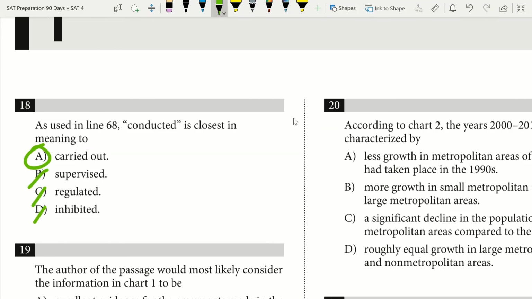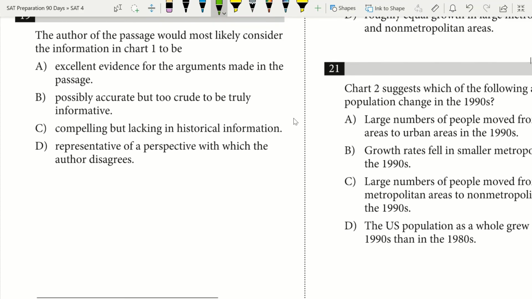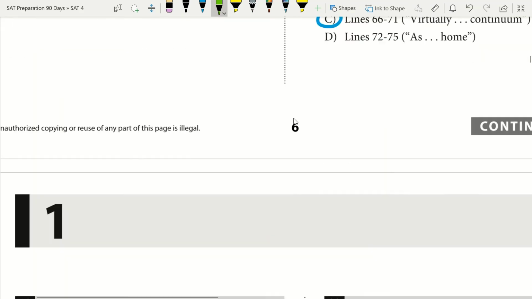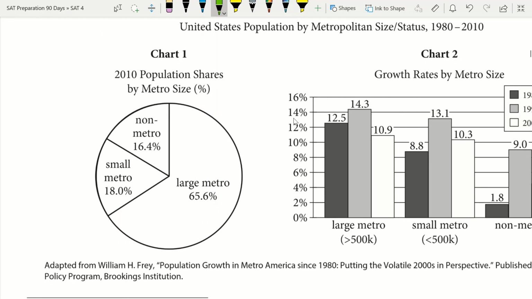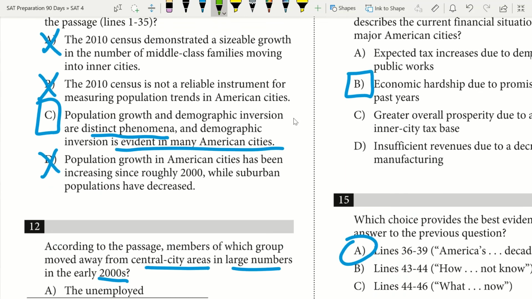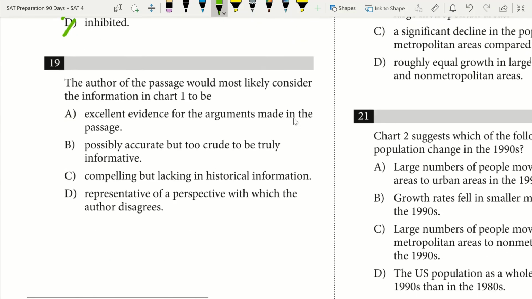Now we got question 19. The author of the passage would most likely consider the information in chart 1 to be what? Well, what is the information in chart 1 showing? It's showing 2010 population shares by metro size. Keep in mind, my whole passage was really about population growth and changes in population demographics, the demographic inversion. Just getting 1 year isn't going to show us any change, so it's really not going to be that useful to this author in his passage.